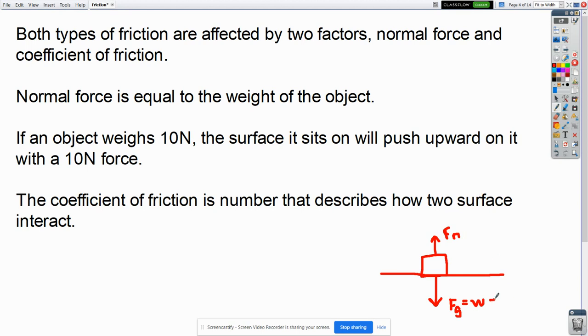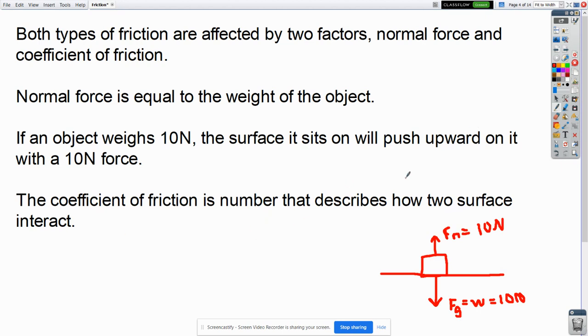The normal force is equal to the weight of the object. So if the force of gravity or weight on this particular object was 10 newtons, that means the normal force is also 10 newtons. Normal force and weight will cancel each other out because they are opposite in direction and acting on the same object with the same magnitude.